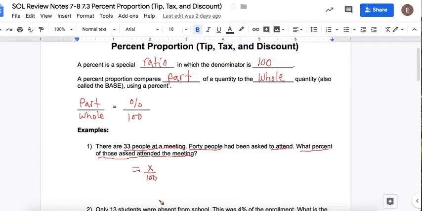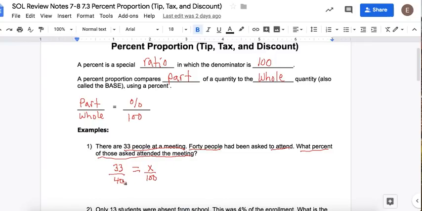So now I need to decide: 33 people were at the meeting, 40 people were asked to attend. So it's 33 people at the meeting. Is that part or whole? That's part, because there were 40 people that were asked to attend. So that would be the whole. That would be everybody that was asked.